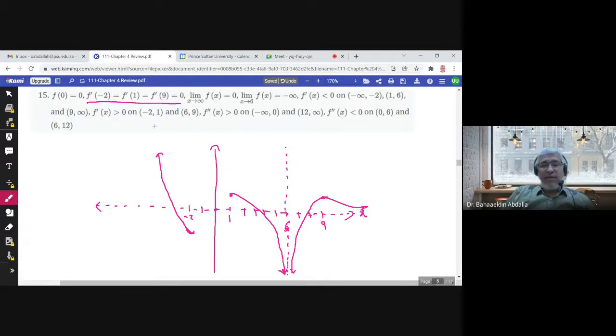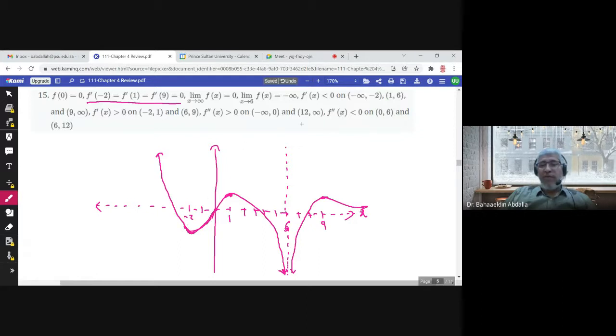It's increasing from -2 to 1. It passes by (0, 0). Okay, so let me do it like this. And from 6 to 9, it's also increasing from 6 to 9. If f double prime is positive from negative infinity to 0, so concave up to 0, concave up.